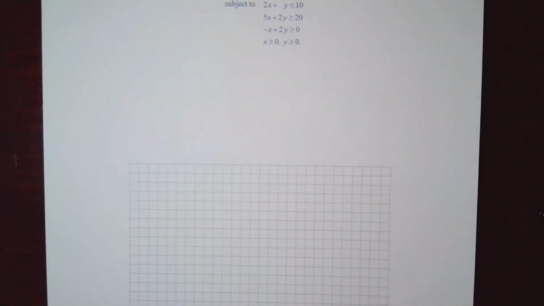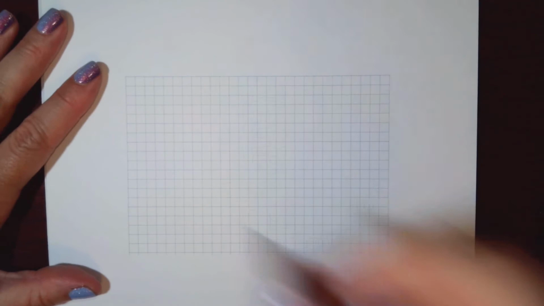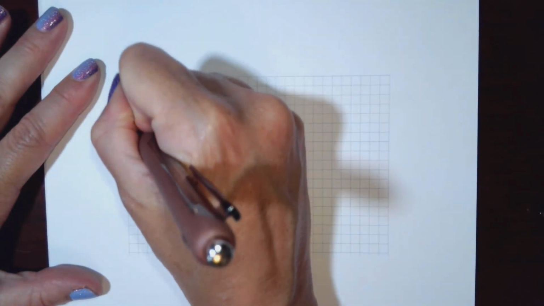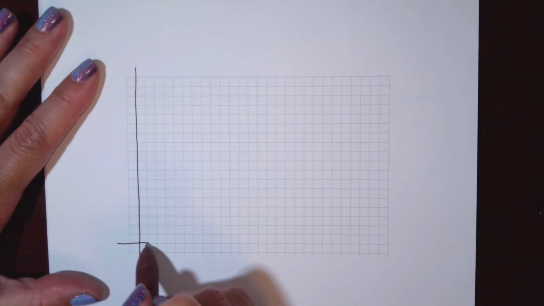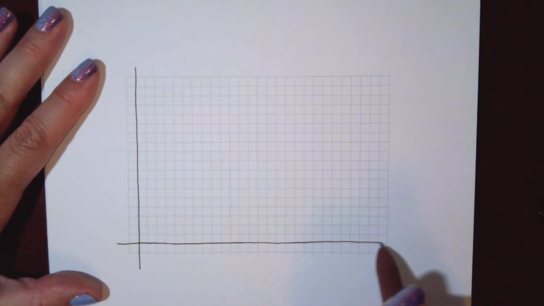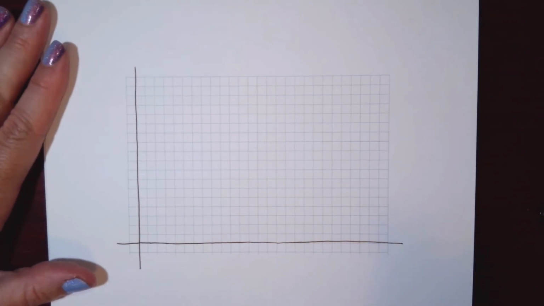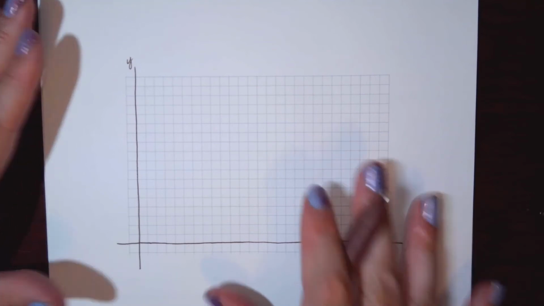Got a lot of white space on this page, don't we? Okay, so I am going to start by identifying my x and y axes, and notice that I bring that in 1 so that I can mark on the outside. I can decide where my labels are going to go on my axes. So here's my x-axis, here's my y-axis.